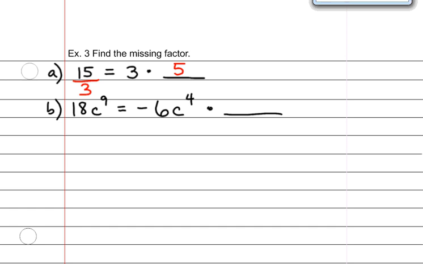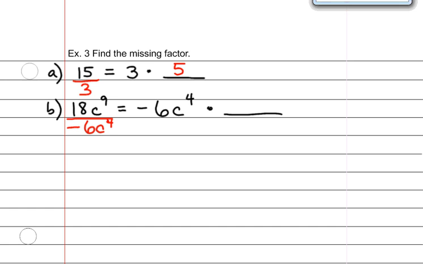is this one. Okay, so 18c to the 9th equals negative 6c to the 4th times what? All right, so the first one was easy. 15 equals 3 times 5, so you divide 15 by 3. The second one might be a little bit harder for some people to see. So I want you to use that same method of thinking of dividing that 18c to the ninth by its first factor that we know, negative 6c to the fourth.